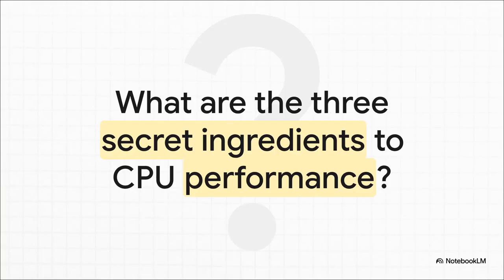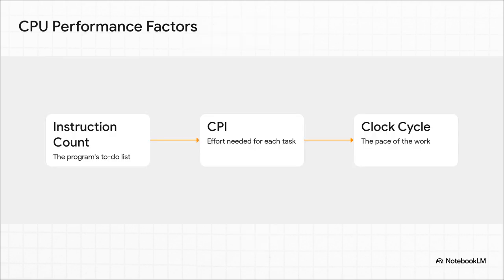So what are they? What are these three secret ingredients that computer architects are constantly mixing and matching to cook up better performance? Let's take a look. First up, you've got the instruction count. Just think of this as your to-do list, right? How many steps are in the recipe? Second is CPI, or cycles per instruction. This is the effort each step takes. Is chop vegetables a single quick action, or is it a more complex one? And finally, there's the clock cycle time. That's simply the pace you're working at, how fast you're performing each of those individual actions.